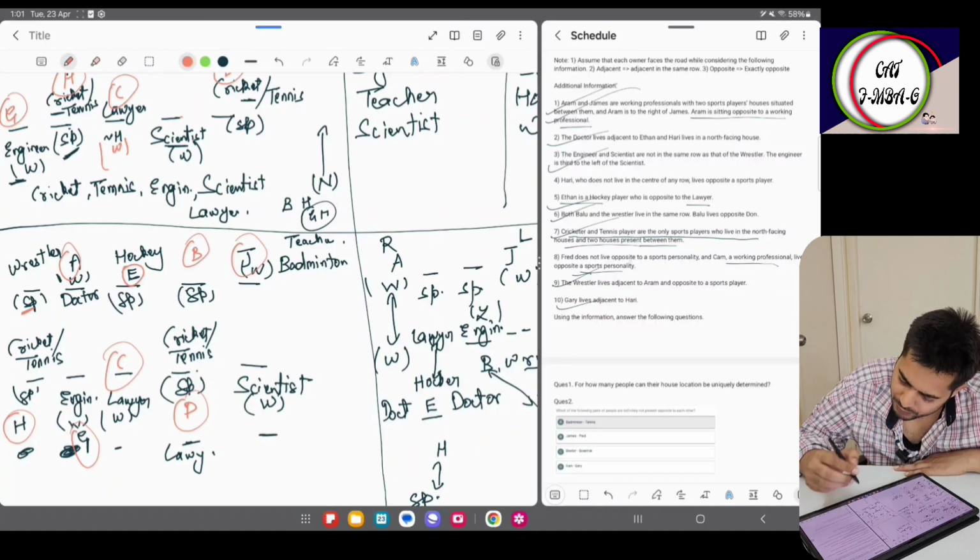Now what else is left? Fred does not live opposite a sports personality. So Fred lives opposite a working professional. So Fred lives opposite a working person.